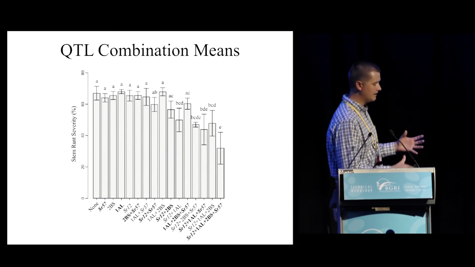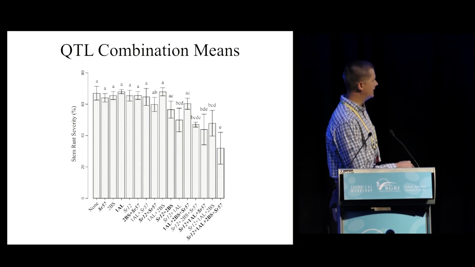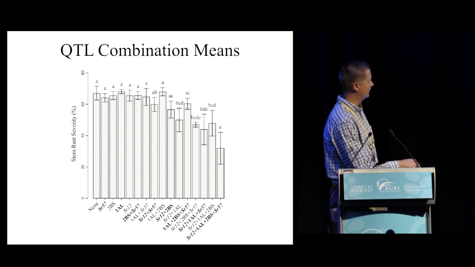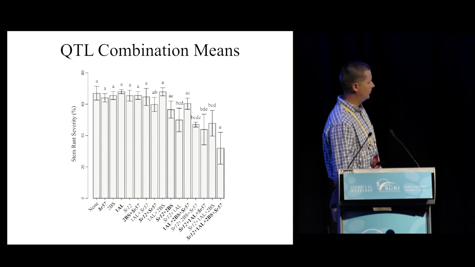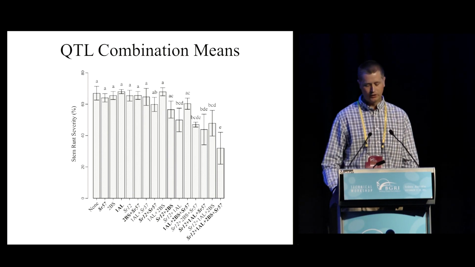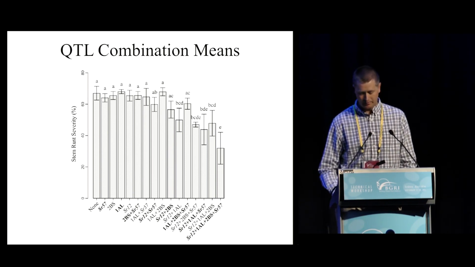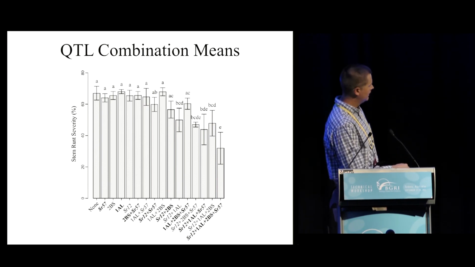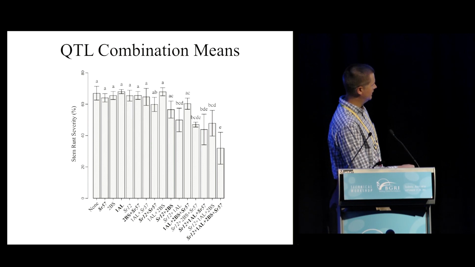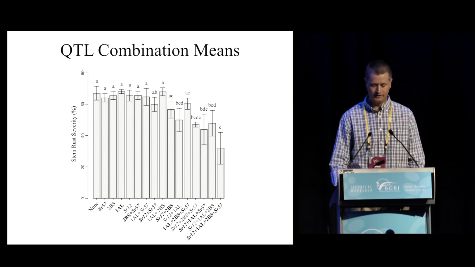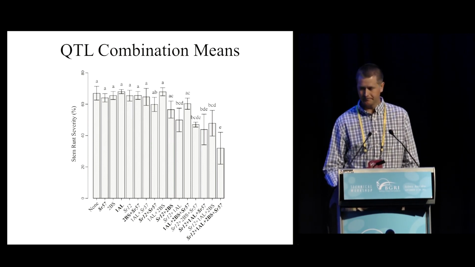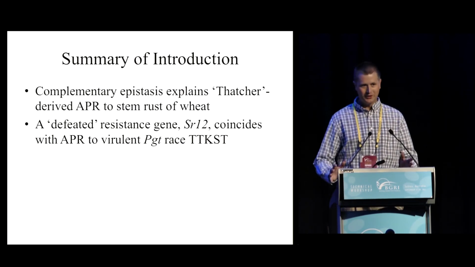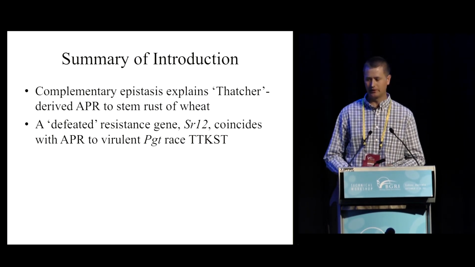But if you started adding multiple of those QTLs together, then you saw a significant reduction. And so we call this type of interaction complementary epistasis. And it's interesting not only because of this, but also because it involves this SR12 gene, which is considered defeated to race TTKST.